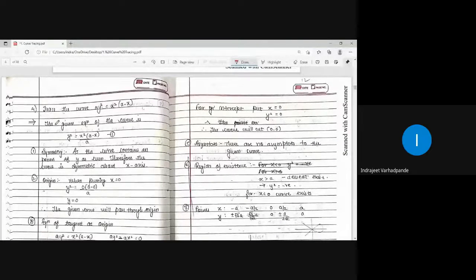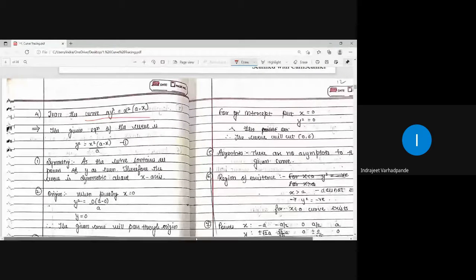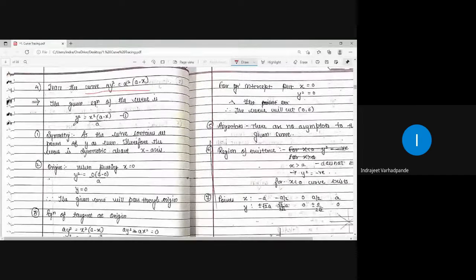The other example related to the Cartesian coordinate system, wherein we are again asked to trace the given curve. So the example is: trace the curve a y square is equal to x square into a minus x, right? So again I will be expressing the given curve as y square is equal to x square into a minus x upon a, looking at even powers of x or y.